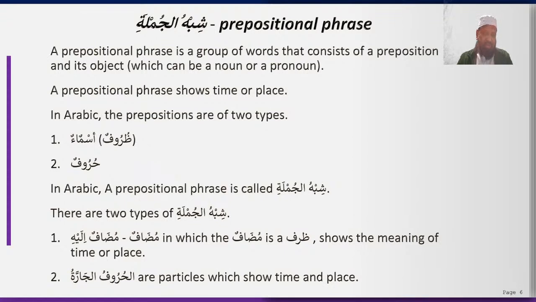Number 1 is the asma, and those are the dhuruf. Number 2, huruf, they are the particles. The prepositional phrase is called شبه الجملة. We know there are 2 types of شبه الجملة. One is made of اسم which is a ظرف, and number 2 is made of حروف الجر and the اسم after it.